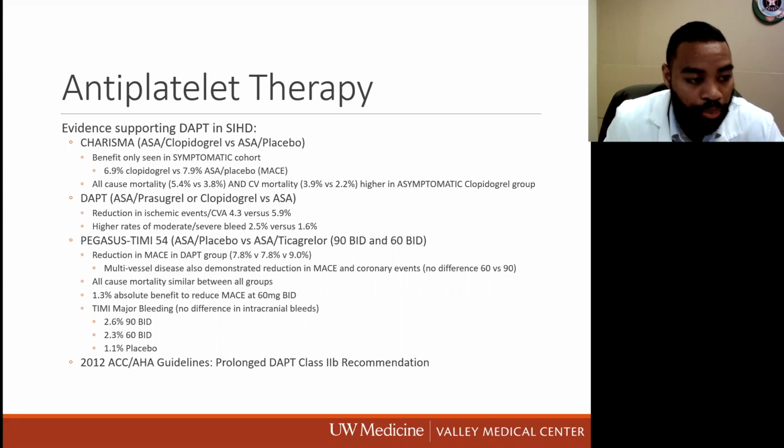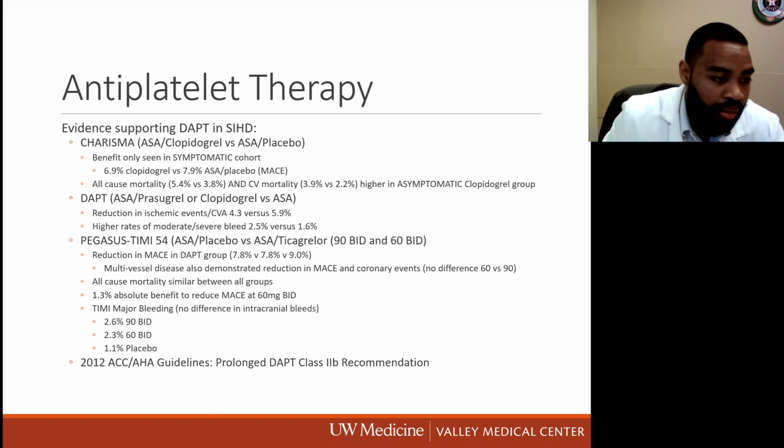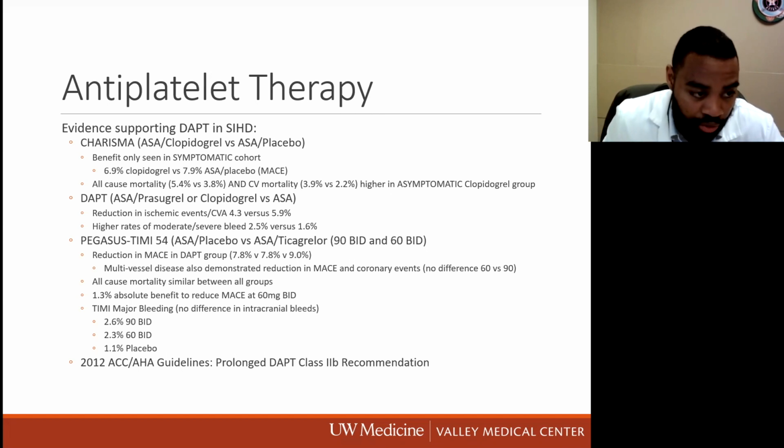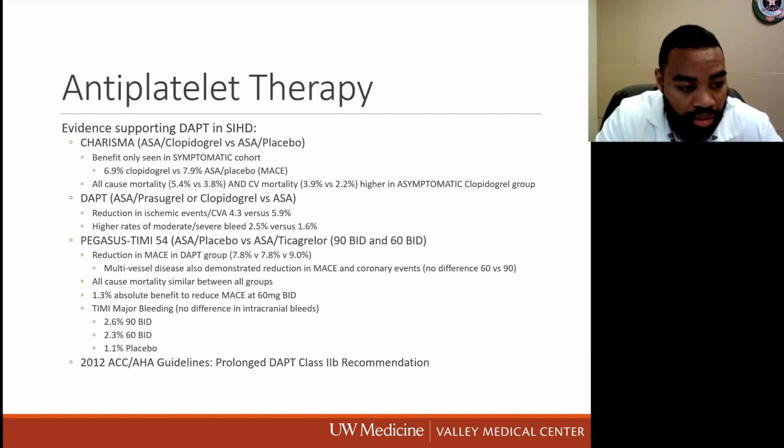60 BID is approved for long-term management of patients on DAPT. We typically don't see 60 a lot. It seems to really be just 90 BID, but this study showed that there's really no major difference between those two doses. And as of 2012, prolonged DAPT remains a class 2B recommendation. So in certain patients, it is advisable to continue this.